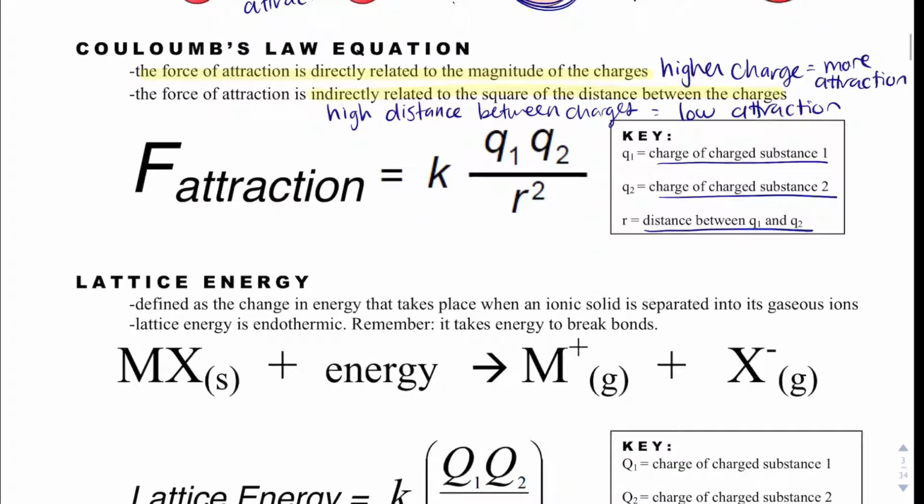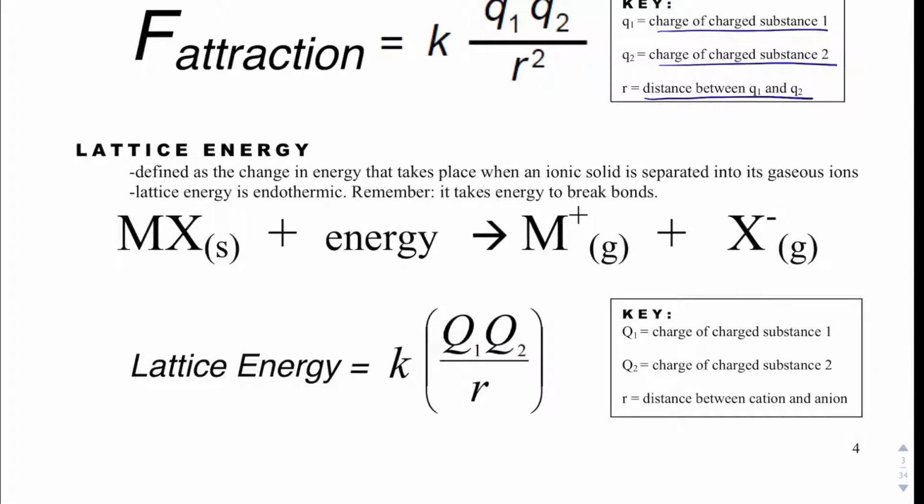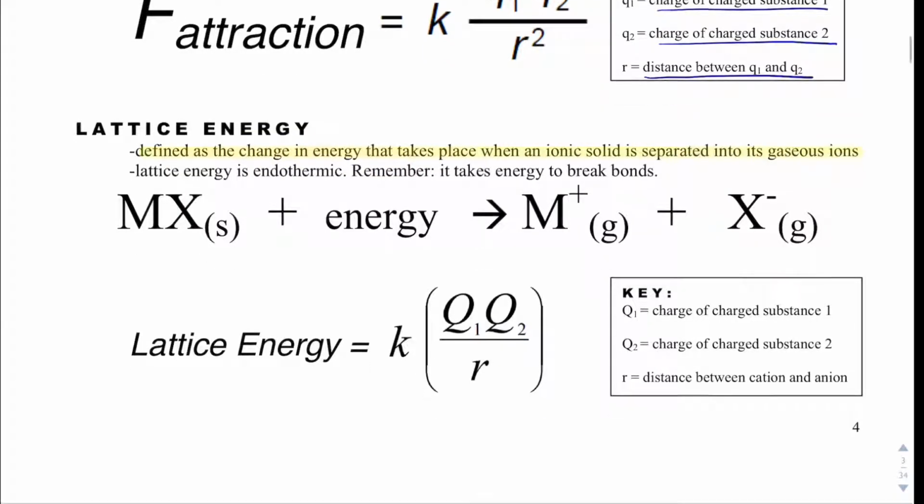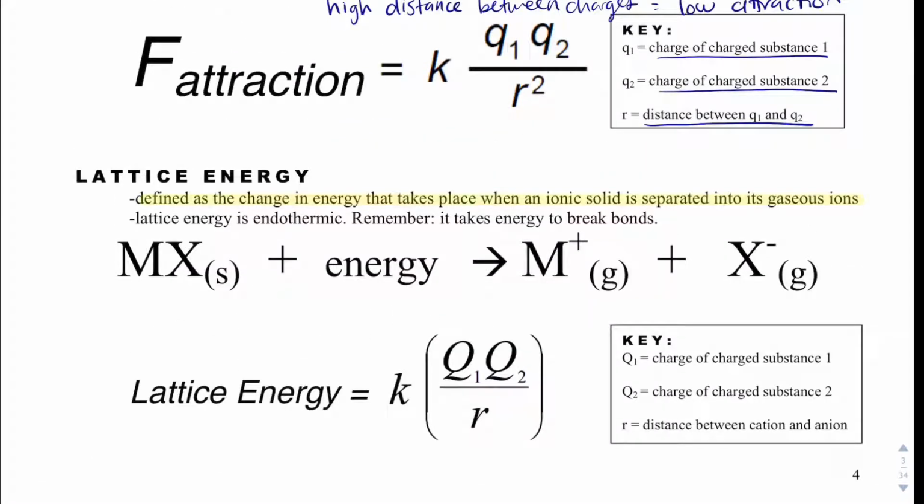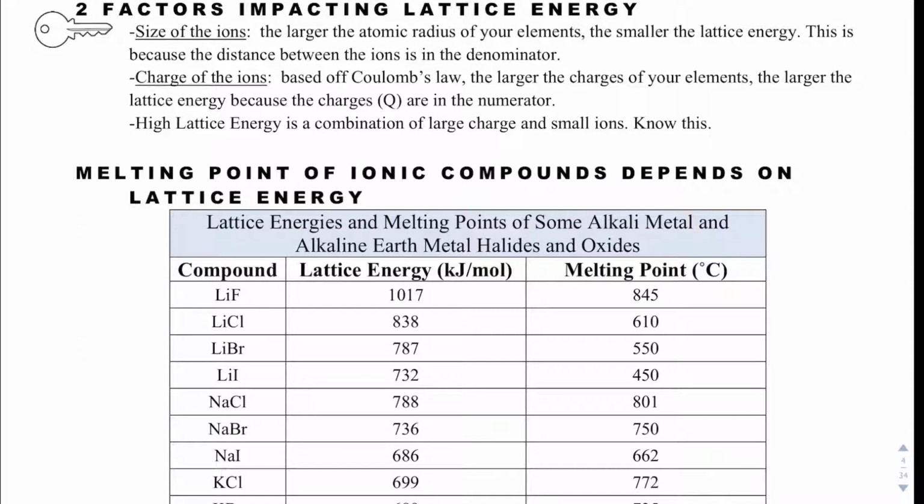Okay, and like I said, lattice energy is the energy change that takes place when an ionic bond is formed, or, the opposite sort of definition, the change in energy that takes place when you separate an ionic compound. And so lattice energy has the same equation as Coulomb's law, except that the distance is not squared in the denominator. And in this class, we're not doing any of the math in terms of plugging in numbers and solving. Okay, so again, the size of ions and the charge of ions are the two things that we're going to consider.